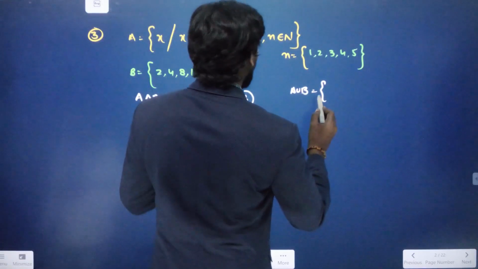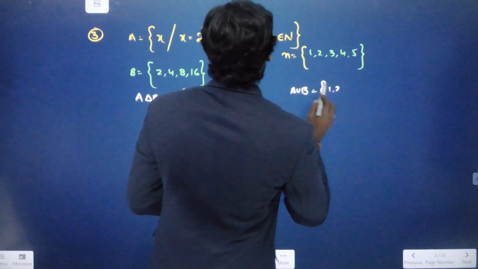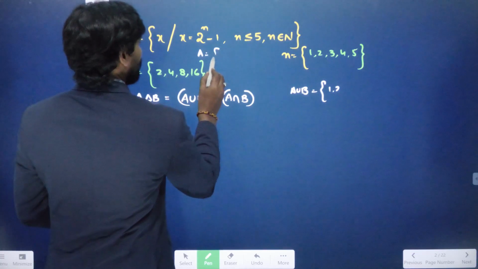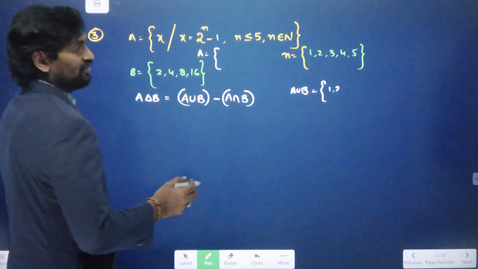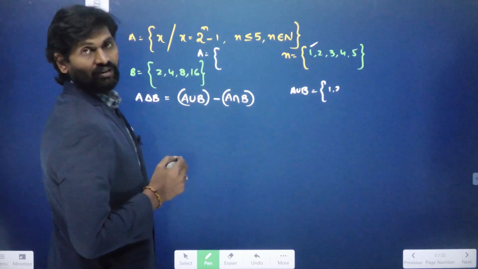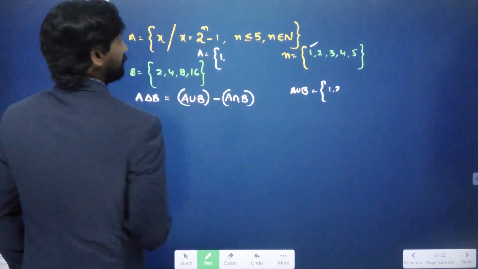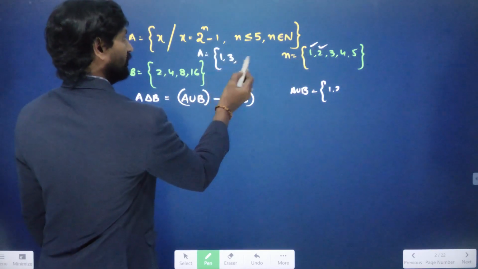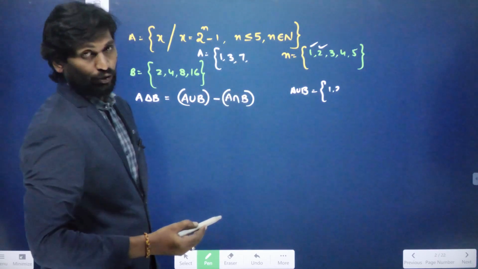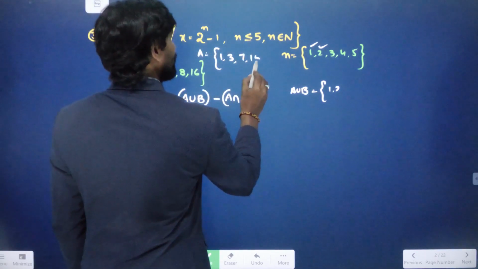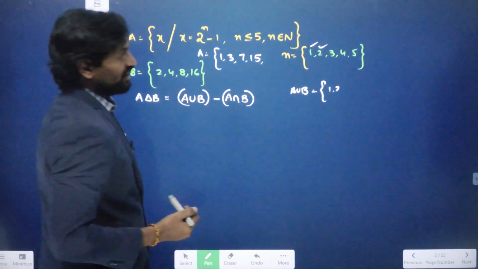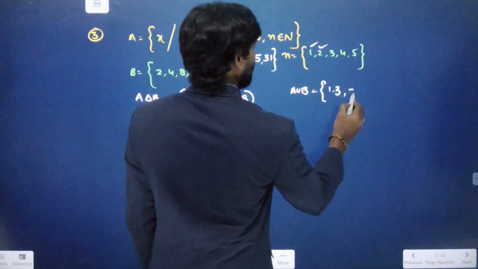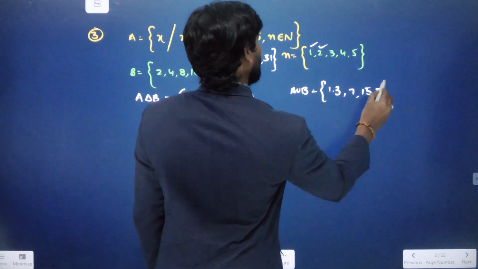Before that we need to find out the elements in A. So 2 power n minus 1. First take 1, 2 power 1 value is 2, 2 minus 1 is 1. Now take 2, 2 square value 4, 4 minus 1, 3. 2 cube 8, 8 minus 1, 7. 2 power 4, 16, 16 minus 1 is 15. And 2 power 5, 32, 32 minus 1 is 31. So these are the elements in set A: 1, 3, 7, 15, 31.